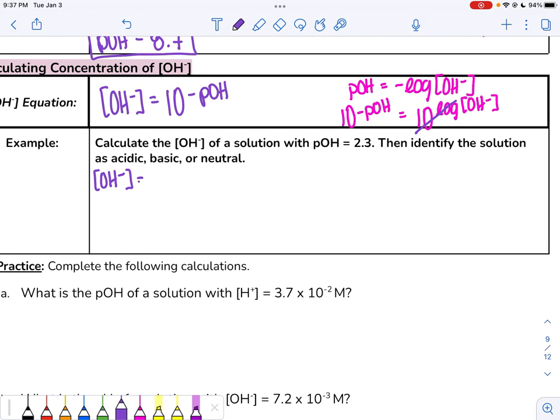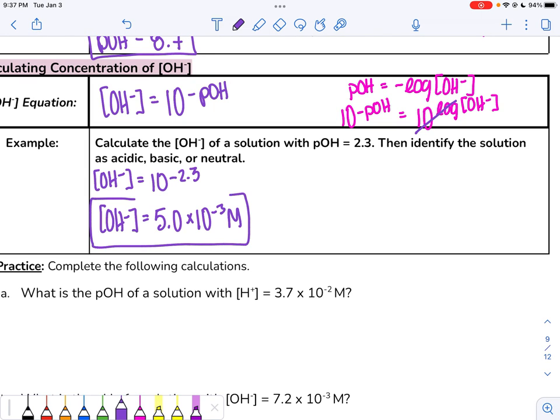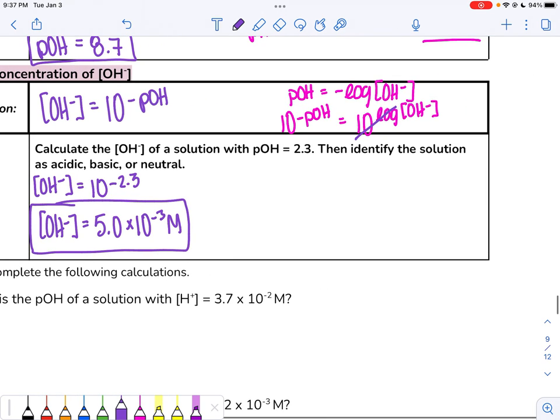All right, plug this in our formula. Calculate concentration of a solution with pOH 2.3. Concentration of OH minus is equal to 10 to the negative 2.3. Plug this in your calculator and you end up with concentration of hydroxide being equal to 5.0 times 10 to the negative 3rd molar.